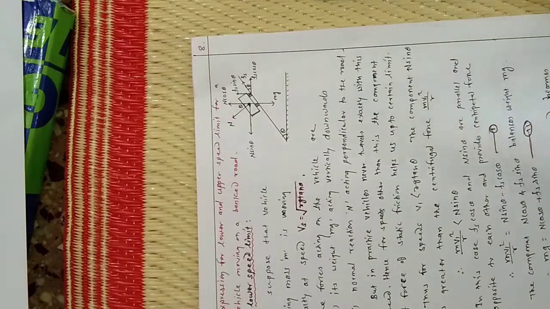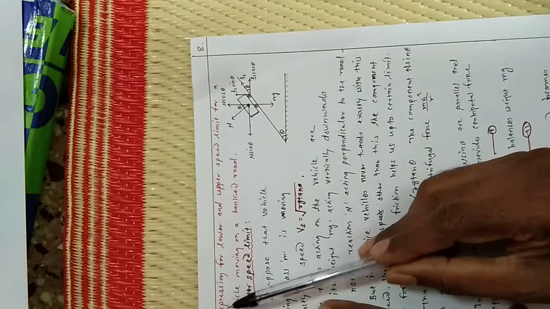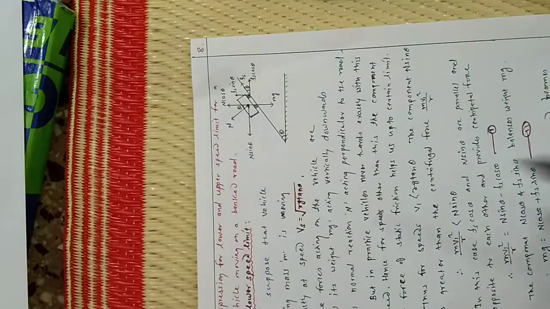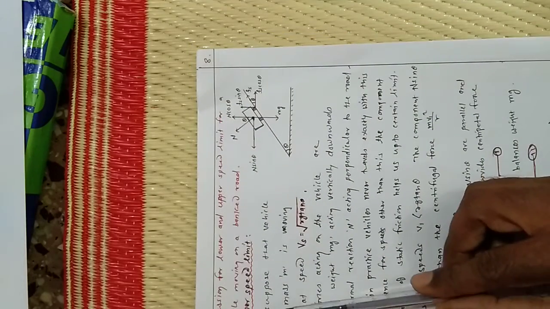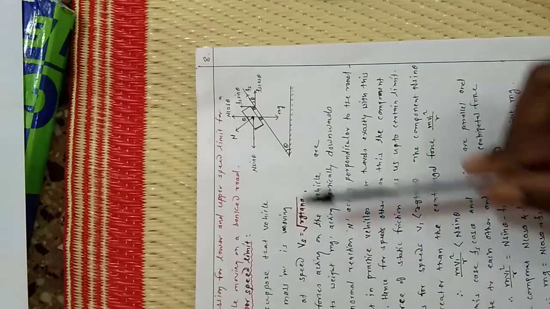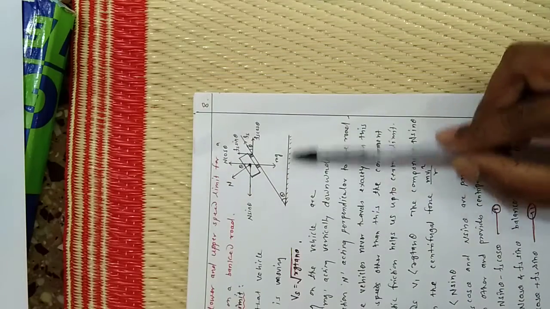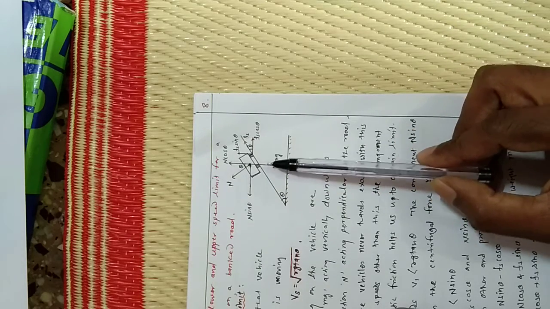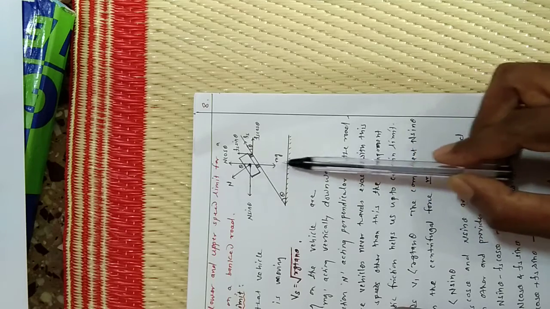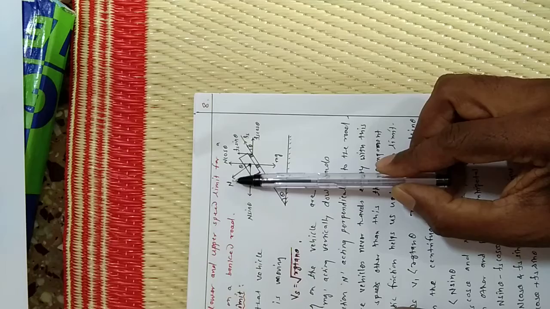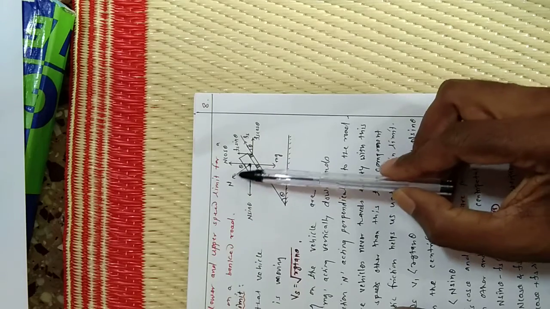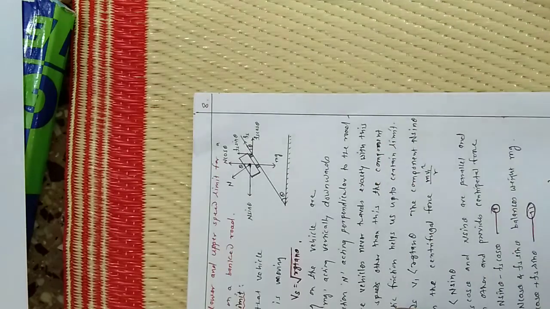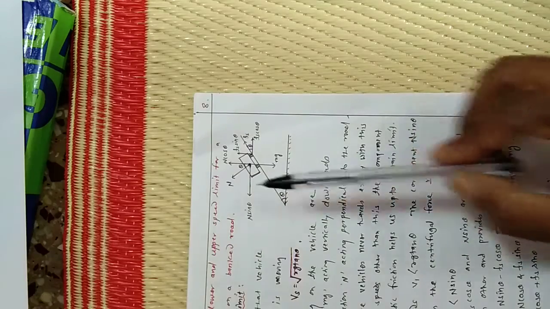In the third application, we have to discuss the expression for the lower and upper speed limit for a vehicle moving along the banked road. Firstly, we have to find out the lower speed of the vehicle. Here also the same diagram: horizontal surface, road surface, vehicle, center of gravity. From the center of gravity, the forces acting on the vehicle are its weight mg acting vertically downward, and the normal reaction perpendicular to the road surface. This normal reaction is resolved into two components, n cos theta and n sin theta.